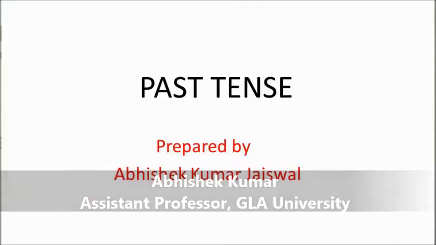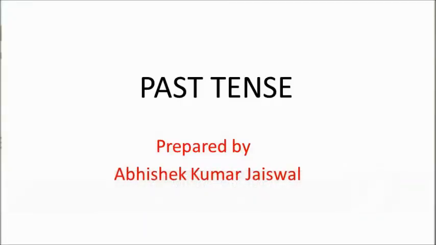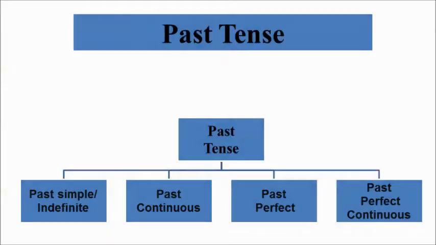Today we are here to discuss past tense in English, and there are some basic sets and some basic rules of past tense. For example, there are four types of expression in past tense: past simple or past indefinite tense, second is past continuous, also known as past progressive tense, past perfect, and past perfect continuous tense.